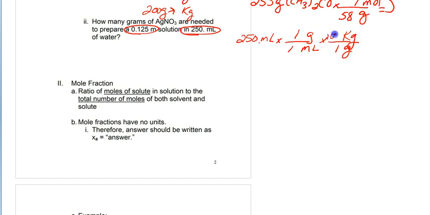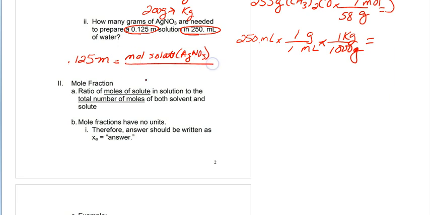And then go from gram to kilogram. Back the truck up, kilogram is larger. So 1 kilogram is 1,000 grams, so you're going to divide by 1,000 and end up with 0.25 kilogram. So I have 0.125 molal equal to moles of solute, in this case silver nitrate, all over 0.25 kilogram. Again, that's what I solved over here.